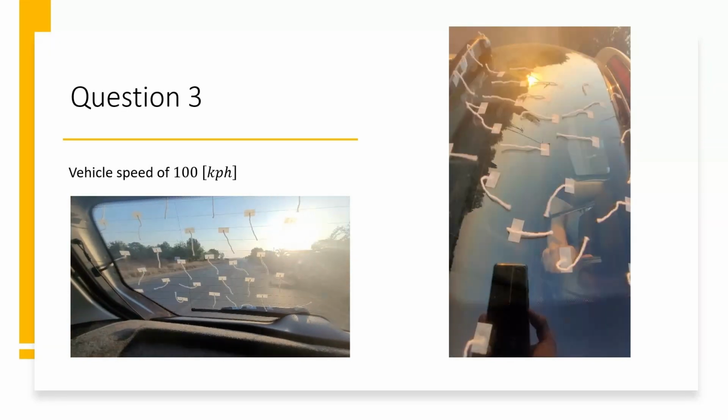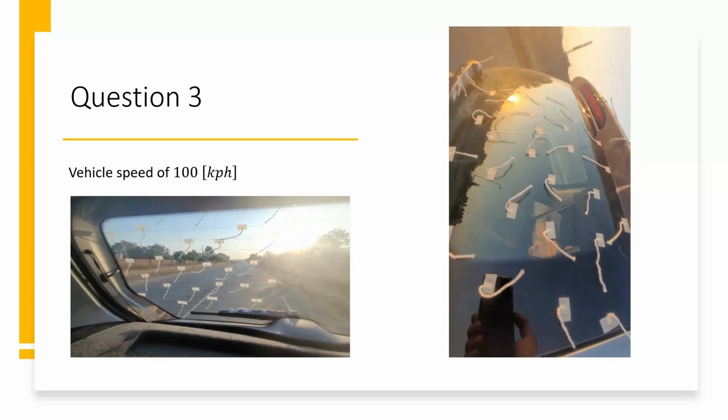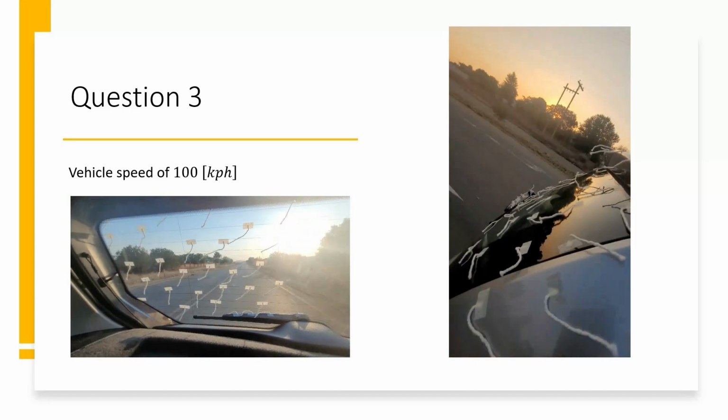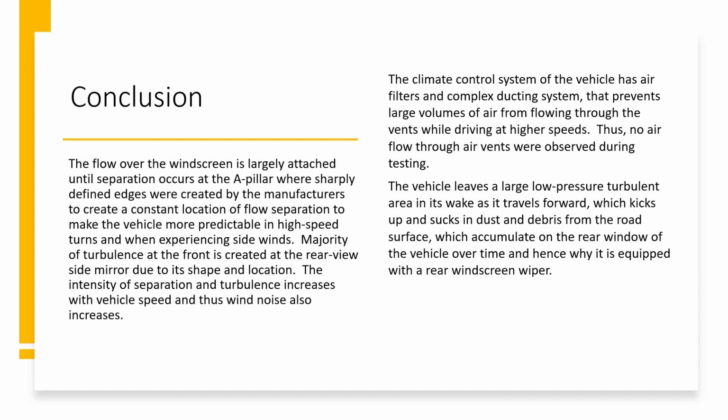This is an inherent feature of the hatchback shape of the vehicle and why the vehicle is equipped with a rear windscreen wiper. In conclusion, the flow over the windscreen is largely attached until separation occurs at the A-pillar, where sharply defined edges were created by the manufacturers to create a constant location of flow separation, to make the vehicle more predictable in high-speed turns and when experiencing side winds.